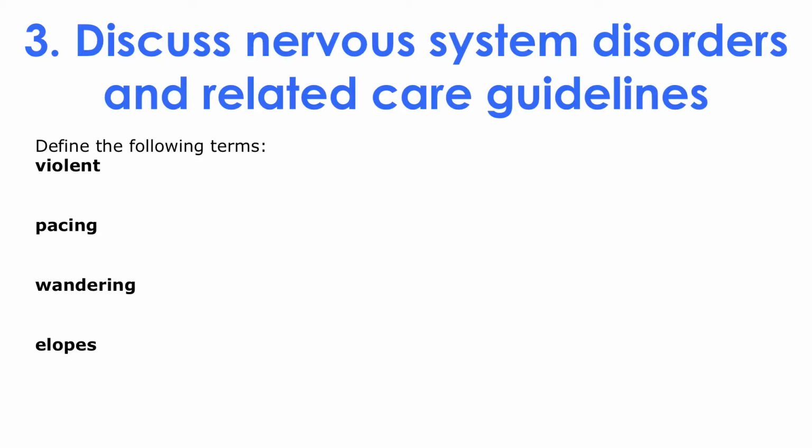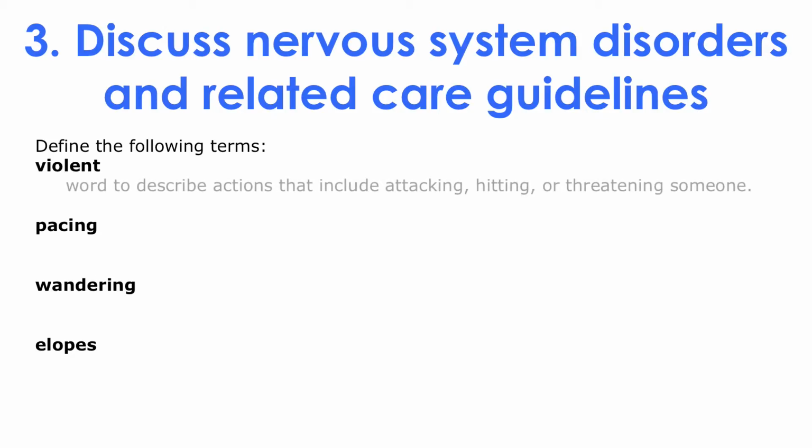Okay, moving on. Violent, pacing, wandering, and elopes. So when people start having confusion and dementia, this may also happen, or if somebody has psychological problems as well, this unfortunately may occur. So violent is that word that describes the action that includes attacking, hitting, or threatening someone. First of all, we can never be violent towards a patient or a client, but it also goes the same exact way for them to us. Okay, as a caregiver, we need to be understanding that things may occur, but also make sure that we report things that are happening.